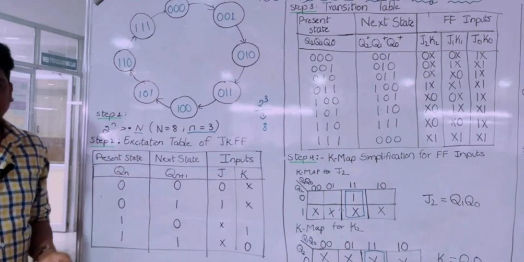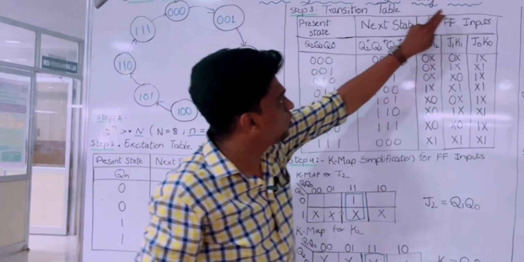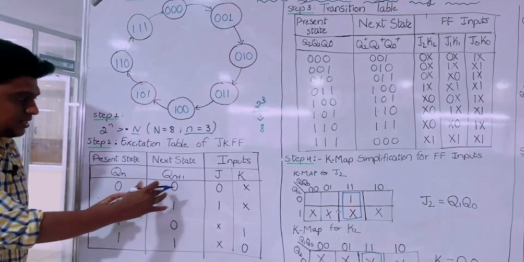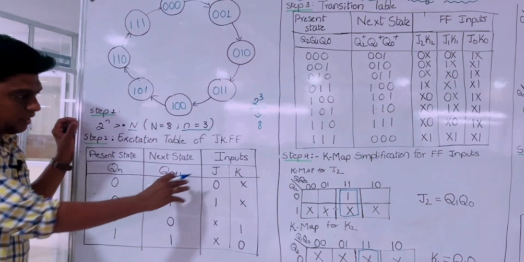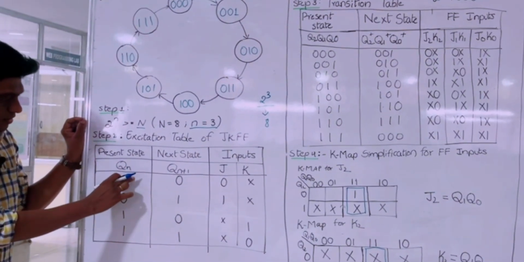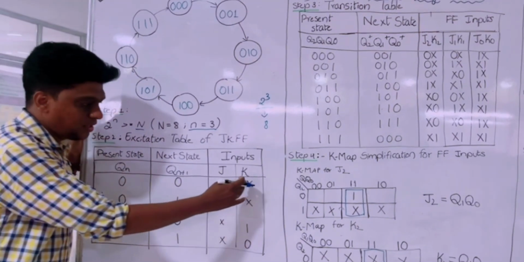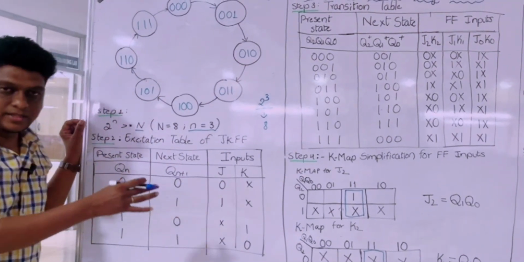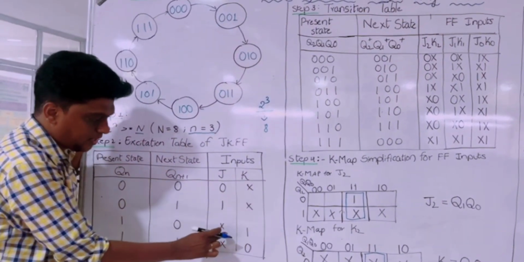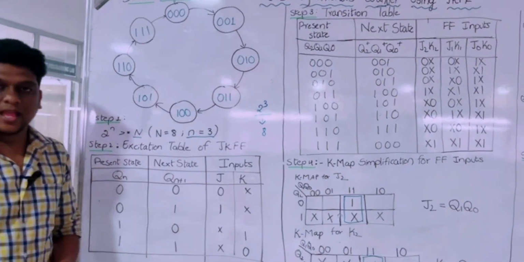Step 2 is the excitation table for the JK flip-flop, because in this question they have mentioned a 3-bit synchronous counter using JK flip-flops. For drawing the excitation table we need the present state and the next state, and the corresponding JK inputs should be made. The present state and next state combinations are 0 0, 0 1, 1 0 and 1 1, with the corresponding inputs 0x, 1x, x1 and x0. From the characteristics table we define this excitation table.